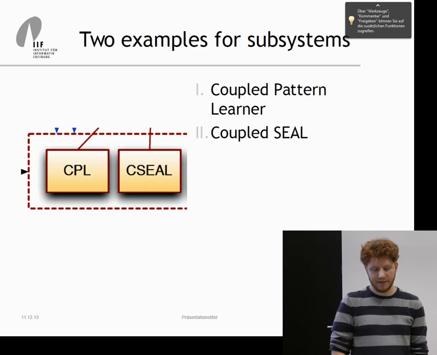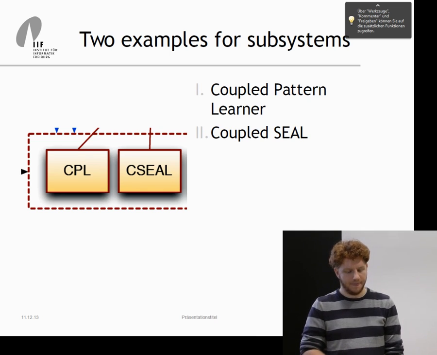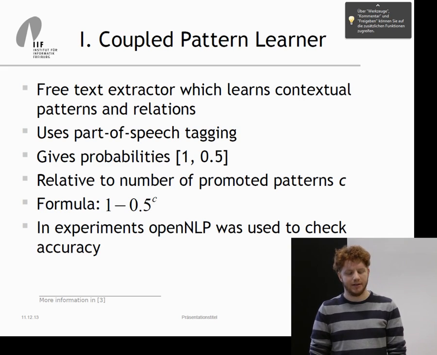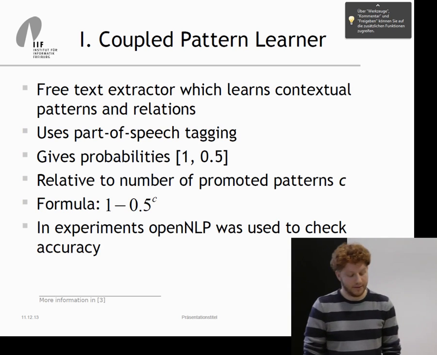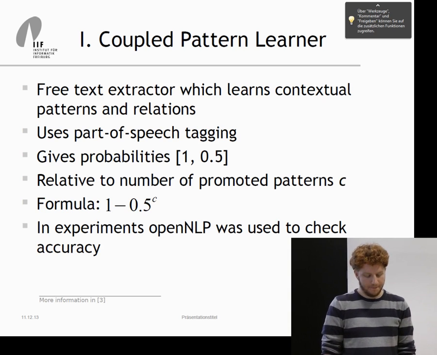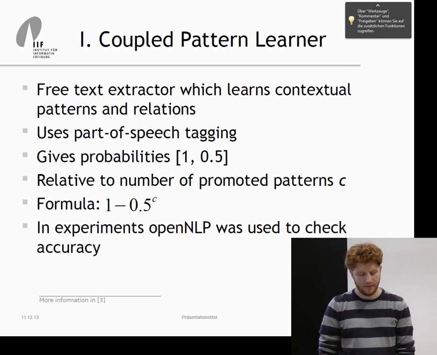For the subsystems, I have taken two examples, the Coupled Pattern Learner and the Coupled SEAL. The Coupled Pattern Learner is a free text extractor which learns contextual patterns and relations. It uses part of speech tagging and gives probabilities higher than 0.5. The probabilities are relative to the number of promoted patterns, and so we have the formula 1 minus 0.5 to the power of c. In experiments, OpenNLP was used to check whether the accuracy of a fact is good or not.